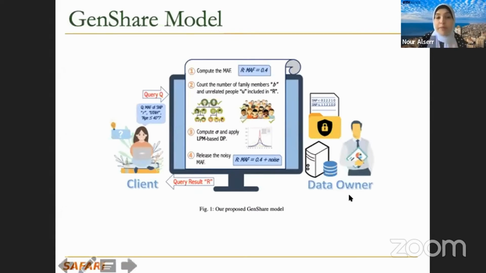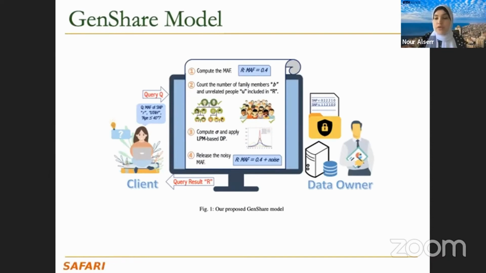Based on that, he will make a new computation for the sensitivity of the query, and also based on that, he will add more noise because of the correlation. But this noise is accurately computed based on the number of correlated data or family members included in the data set. Then he releases that MAF with the noise, again accurately computed based on the number of family members in the query result.